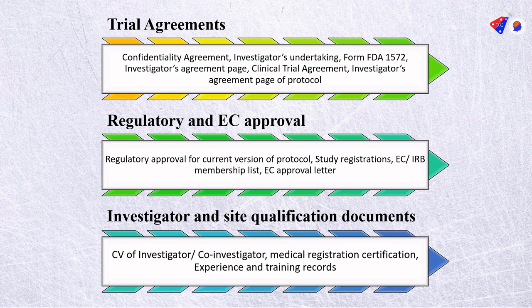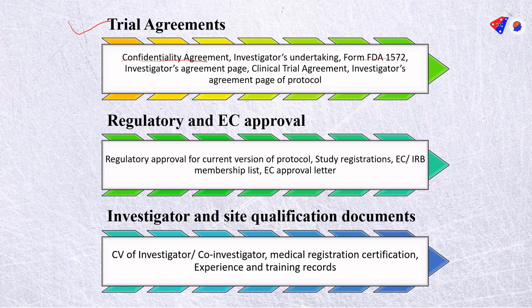Now coming to the first type, which is the trial agreement. In the trial agreement, what do we have? We have the confidentiality agreements, the investigator's undertaking, and the FDA Form 1572. We have the investigator's agreement page, that he agrees to participate in the trial. We have the clinical trial agreement, and we have the investigator agreement to the protocol page, which means that he understands the protocol and is ready to participate in the trial according to the protocol.